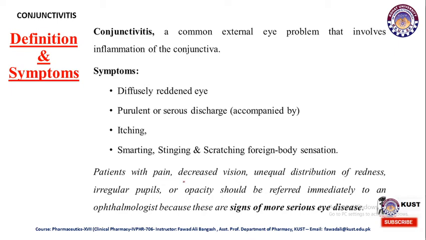A patient with pain, decreased vision, unequal distribution of redness, irregular pupil or opacity should be referred immediately to an ophthalmologist, because these are the signs of more serious eye disease.